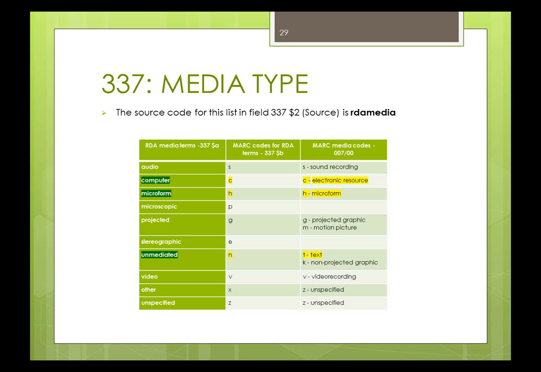In this table for media type, once again I've highlighted the more common cartographic materials. So we would use unmediated for maps, atlases, and the like that do not require some kind of equipment to view, microform for maps found on microfiche, and computer for any digital cartographic items.